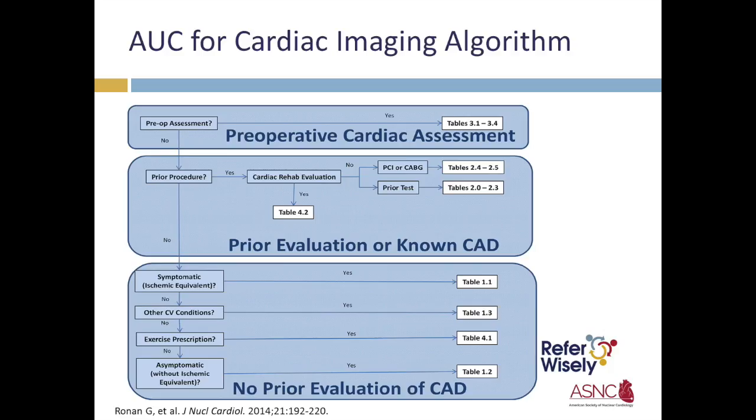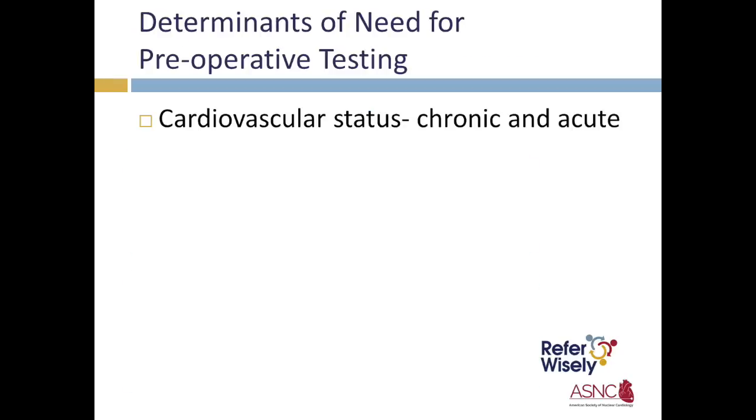The next slide looks at the algorithms for cardiac imaging based on the appropriate use criteria. And you can see there are three major boxes there. The top one is for preoperative cardiac assessment. The middle one is for prior evaluation or known coronary artery disease. And the third one is no prior cardiac or coronary artery disease. So if we focus on the top box of preoperative cardiac assessment, and we think more about what goes into the basic cardiovascular assessment, let's now look at the determinants that go into evaluation for preoperative testing.